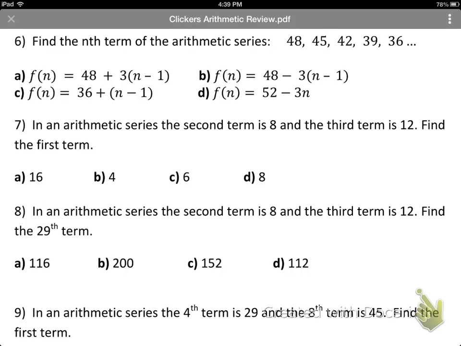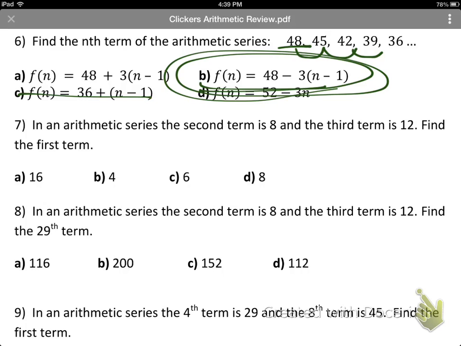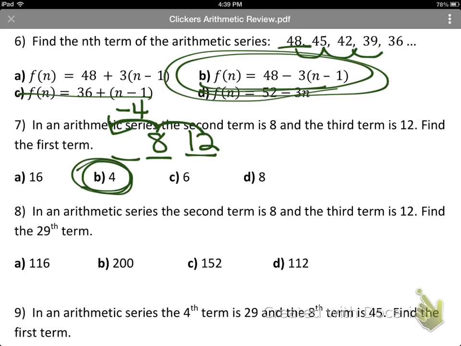Similar question, so the first term is 48, so again our answer is A or B. And then it's actually decreasing this time by 3, and so we're going to go with minus 3. On the next one, it says the second term is 8, and the third term is 12. What is the first term? So because it went up 4, if we're going to go backwards, we're going to minus 4 to get this number. So 8 minus 4 is 4. So the first term is 4.